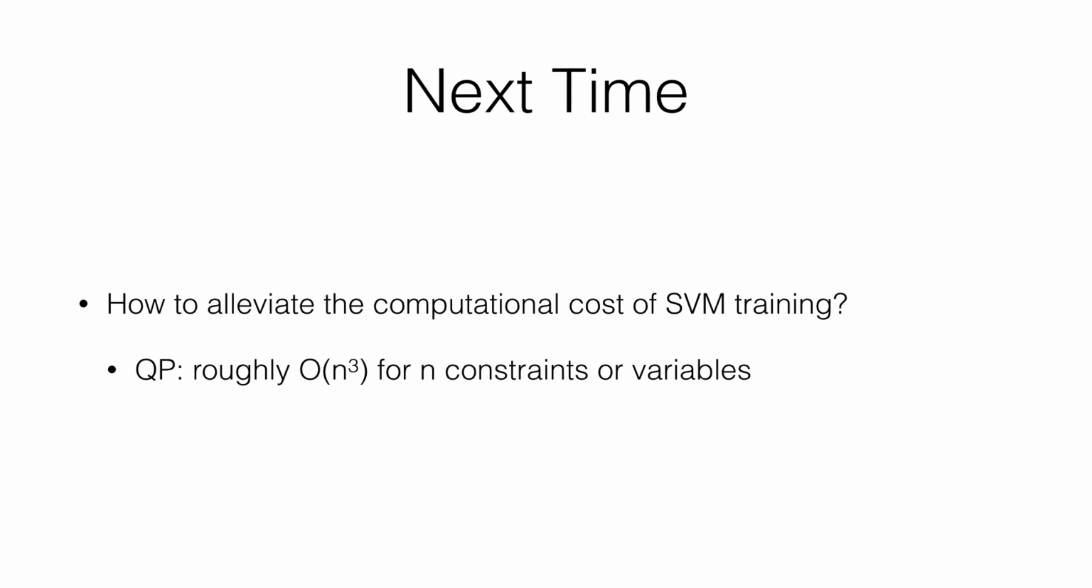Okay, so next time we're going to talk about how to alleviate the computational cost of SVM training. In particular, we're going to look at how the quadratic program that we use to solve either the primal or the dual SVM is roughly a cubic time algorithm. It's not exactly that, and a lot of times it behaves better than this worst case bound, but in general it's quite expensive as a cubic time algorithm. So we'll find ways to get around that in the primal and the dual form.